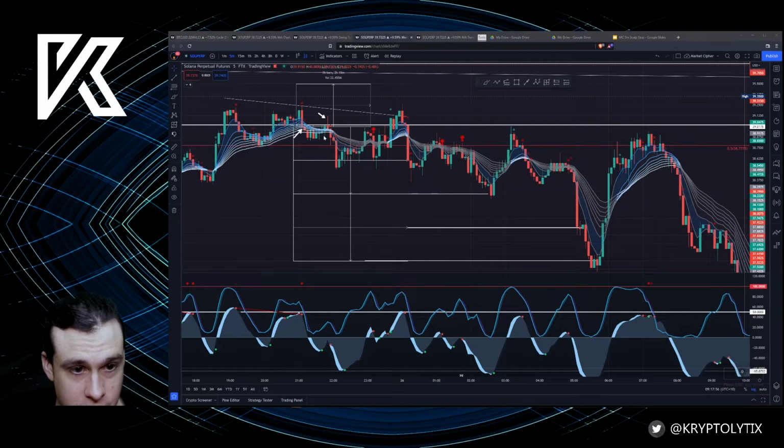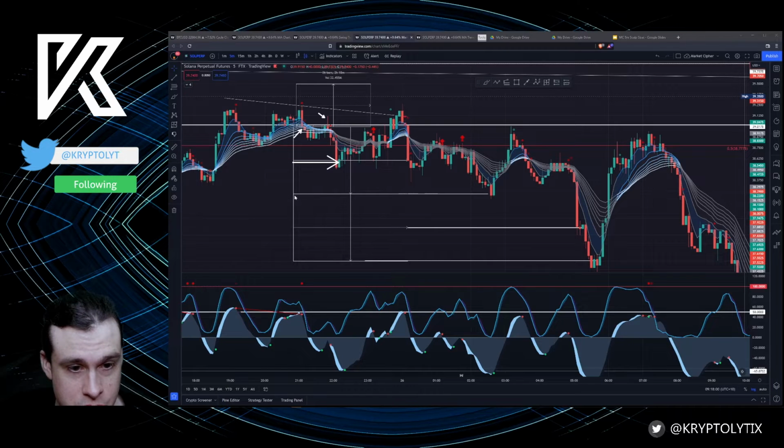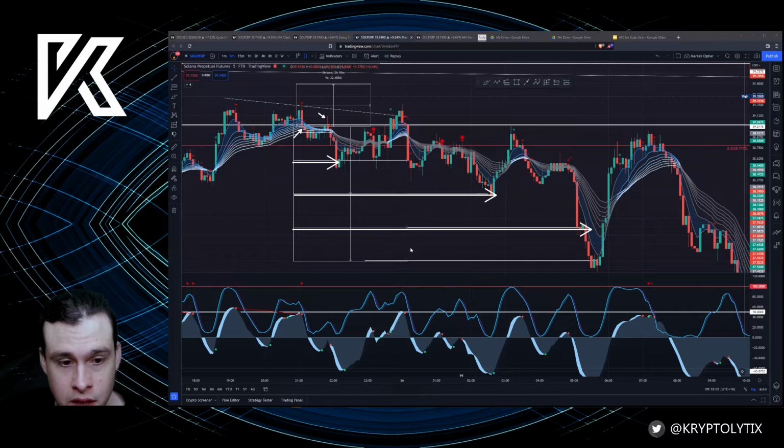So as you can see here, this is the entry right here on the close of this candle, or maybe you got in here, as I said before, wherever it was, and your profit points were here, here, here, and here if you let it ride. Again, as soon as you get to the second profit point, it might be a good idea to then move your stop loss down to your entry.